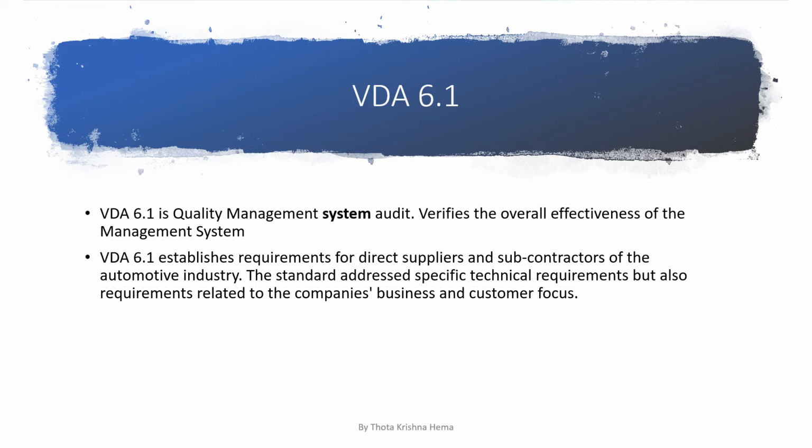VDA 6.1 is a quality management system audit. It verifies the overall effectiveness of the management system. It also establishes requirements for direct suppliers and subcontractors of the automotive industry. The standard addresses specific technical requirements, but also requirements related to the company's business and customer focus.